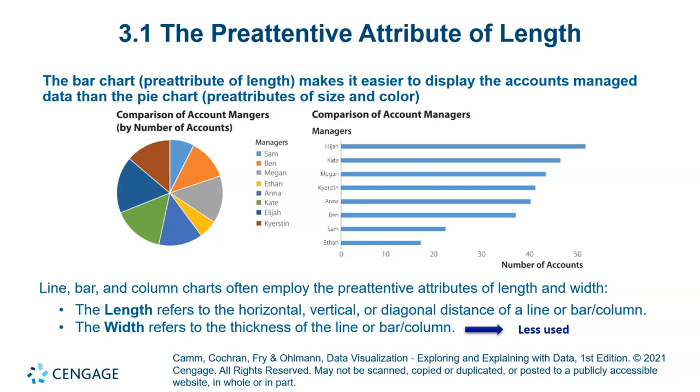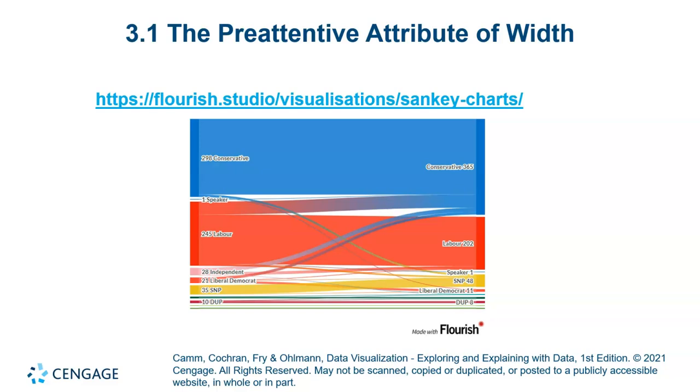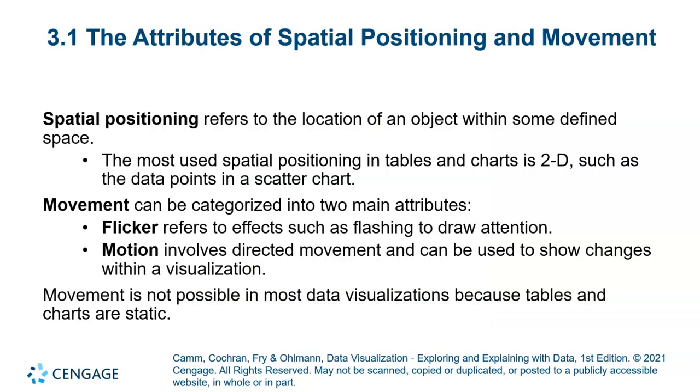And similarly, depending on how much it is used, for example, length refers to the horizontal, vertical and diagonal distances of the line or bar. Width refers to the thickness of the lines and the column bar, but it is very rarely used. Width also tells you about, for example, humanities, interdisciplinary, natural sciences, social sciences and undecided. There are Sankey charts, which depict the proportional flow of entities, where the width of the line represents the relative flow rate compared to the width of the other lines. There are some more examples you can look at.